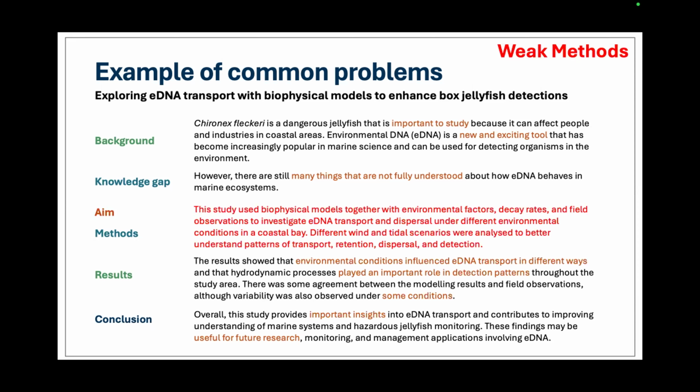The next problem is that the methods in this abstract are really too broad and descriptive. It says, "understand patterns of transport, retention, dispersal, and detection." That's probably a much more elegant way to write that. And also from this, the reader can't really work out things like what modeling framework was used, what data were incorporated, or what the actual experimental design looked like. You want enough detail that people understand the study design, but without turning the abstract into a methods section. It's a fine balance there.